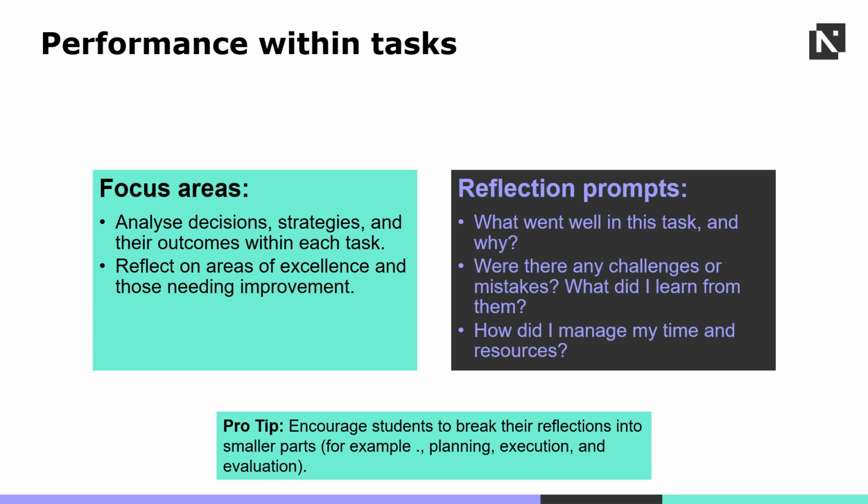Reflect on an area of excellence and those needing improvement. By identifying what worked well and where they can grow, students develop a clear roadmap for their progression. Next, here are some prompts to guide students in structuring their reflection. What went well in this task and why? This helps them recognise their strengths and reinforce positive behaviours.